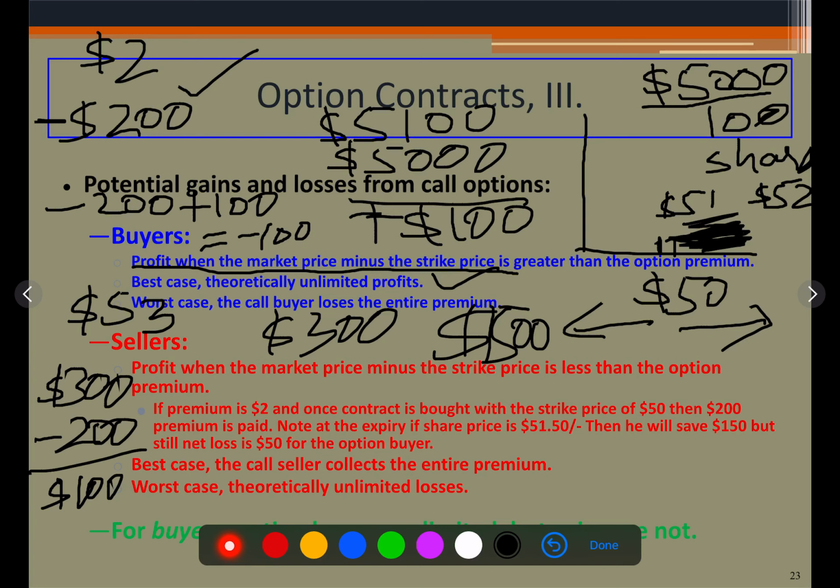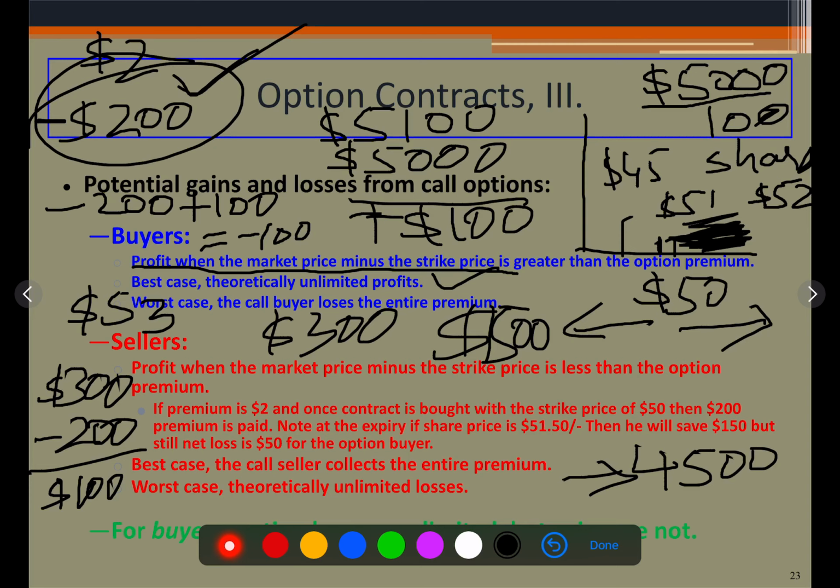And the worst case scenario is this: he will lose all his premium, 200. Say in the stock market the same share is now available for $45. So he simply has to pay 4,500 to buy the 100 shares from the stock market. Why should he pay 5,000 to the seller of the call option contract? But in doing so, how much has he lost? He has lost the initial premium. That's it. This is his worst case scenario, right?